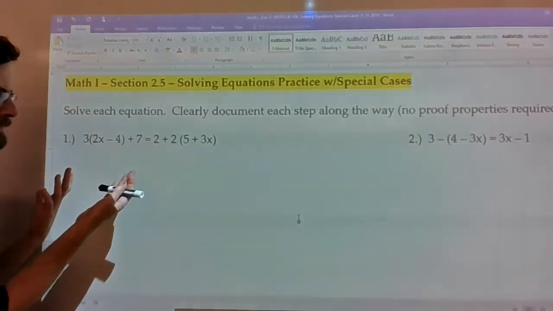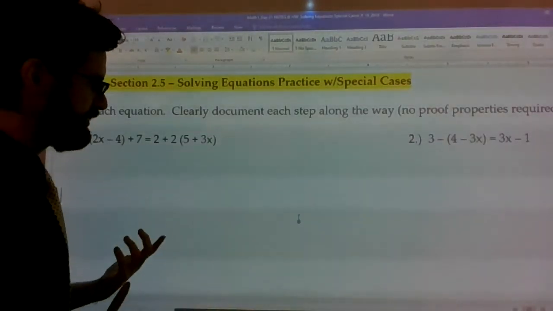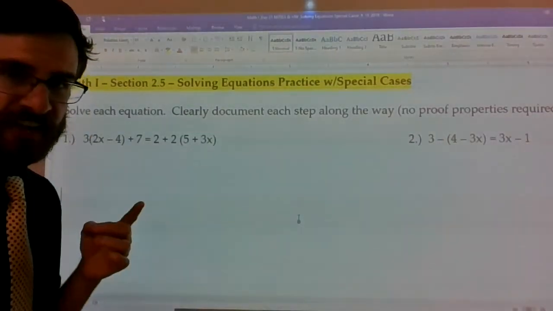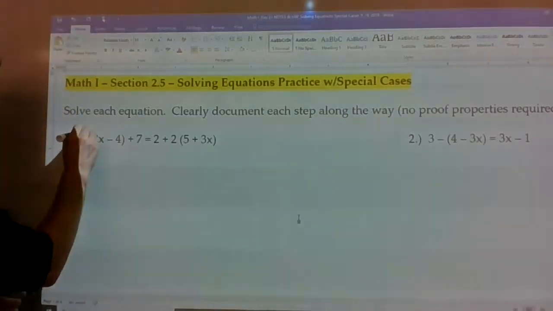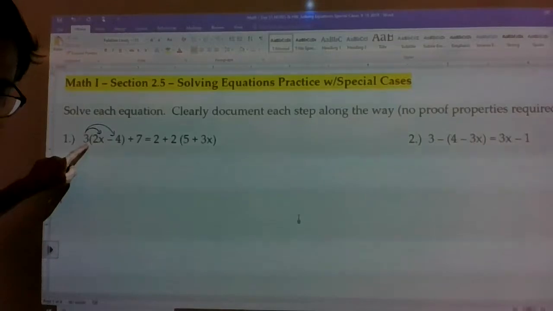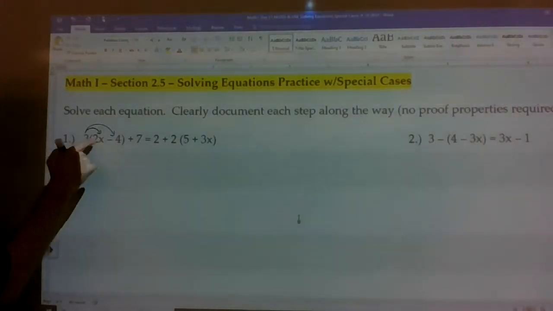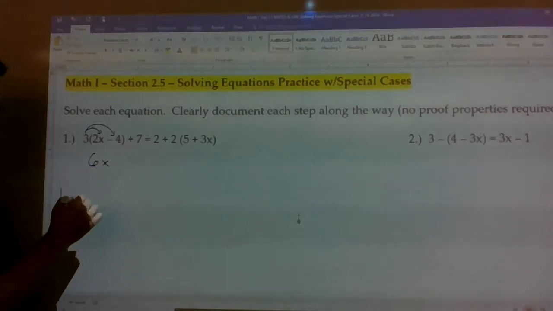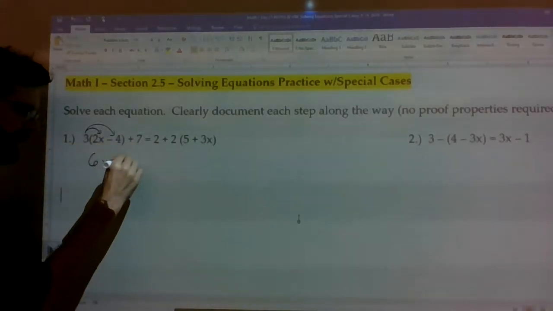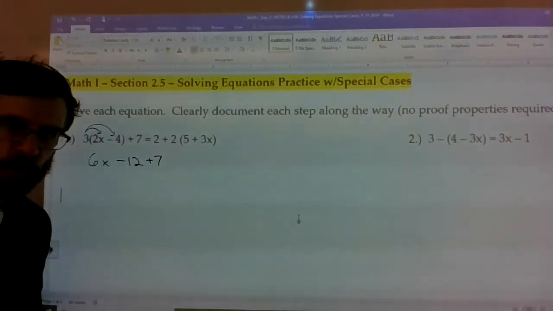So it looks pretty standard. We have parentheses on the left-hand side, on the right-hand side too. Make sure that you're still retaining this idea that whatever is directly on the outside of parentheses, with no operation listed between them, you're multiplying. So you get 3 times 2x is 6x, 3 times negative 4 is minus 12, and the plus 7 comes down. Nothing out of the ordinary so far.